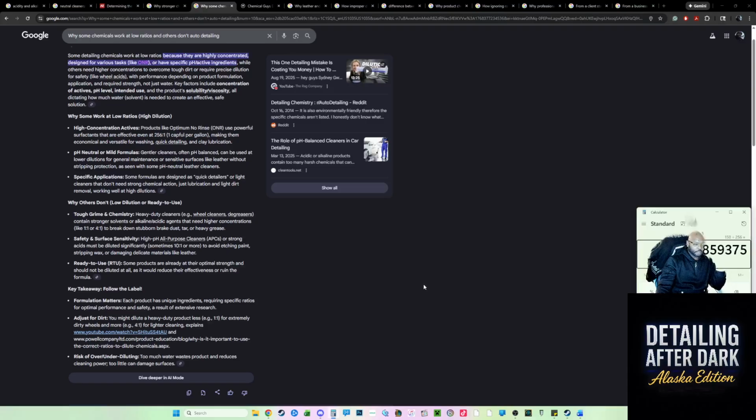Don't make it more caustic so you can clean faster, because it's stripping all the dirt and debris, and you're also stripping all the protective layers along with it. So it goes hand in hand. Sometimes the stronger the chemical to go faster, sometimes the more damaging as well.